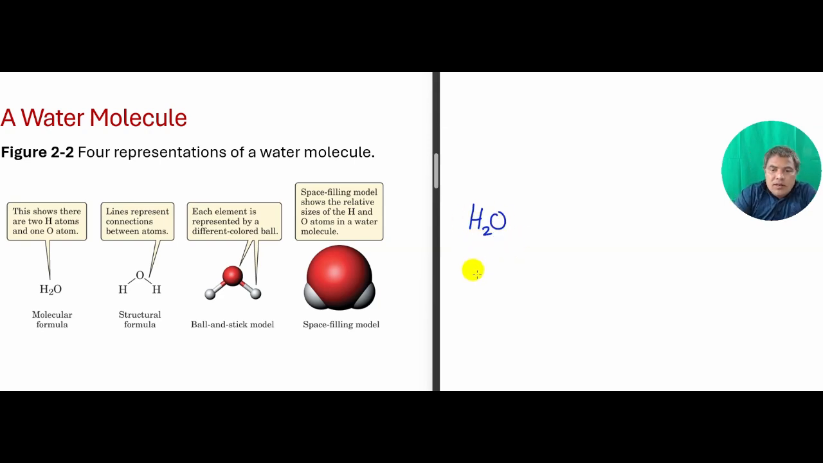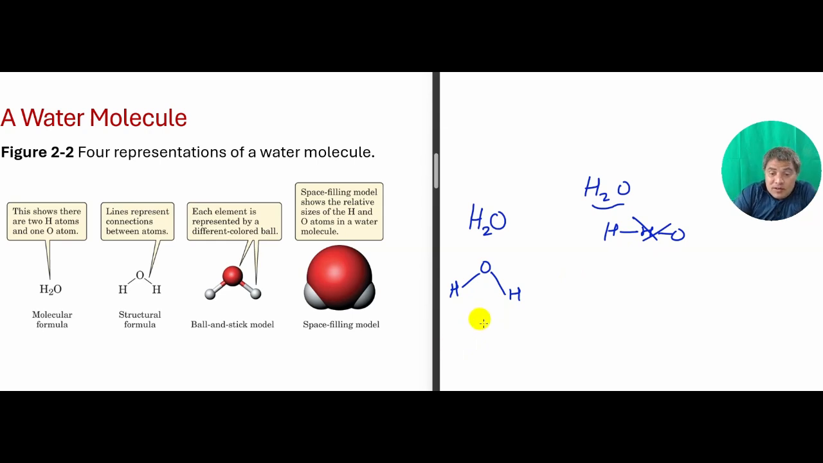And the other is we write a little bit of structure. See, this is a line, so we just represent what is connected with what. We know that in H2O, hydrogen and hydrogen are not connected, but both hydrogens are connected with oxygen. So that's why the connection it will give you.